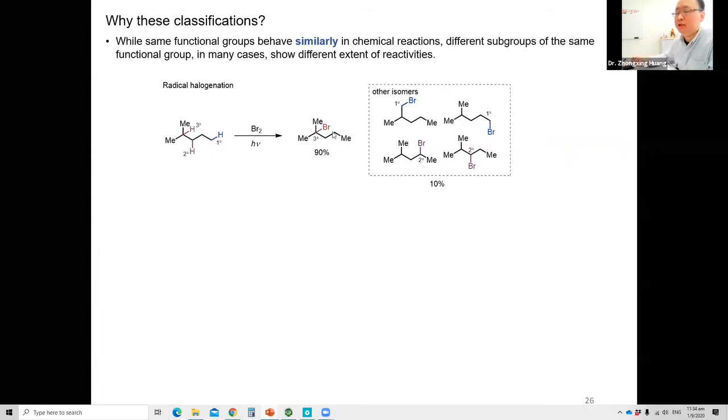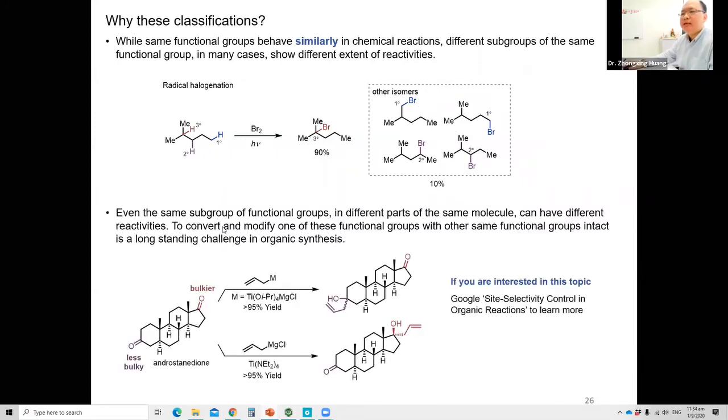That's why we want to learn the classification of these bonds, because for example, this reaction only happens on tertiary. So when you have this condition and your starting material, you will think, okay, this reaction happens exclusively or mainly at a tertiary C-H bond. Let's find the tertiary C-H bonds in the molecule first, right?